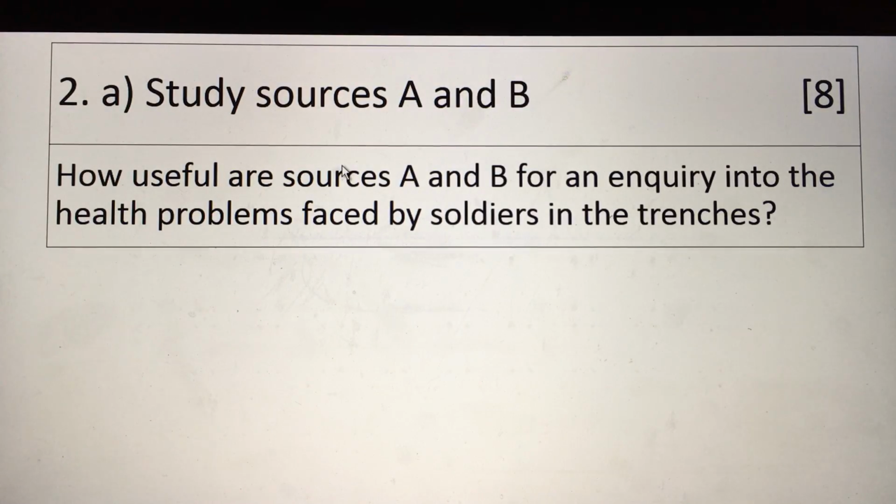So, question 2A is always study sources A and B, and it will ask you how useful the sources are. So always say how useful are sources A and B for an inquiry into, and then this will be the variation. It will give you a topic that you have to look into. So this first line will always be the same, and this will be different. So in this case, we've got health problems faced by soldiers in the trenches.